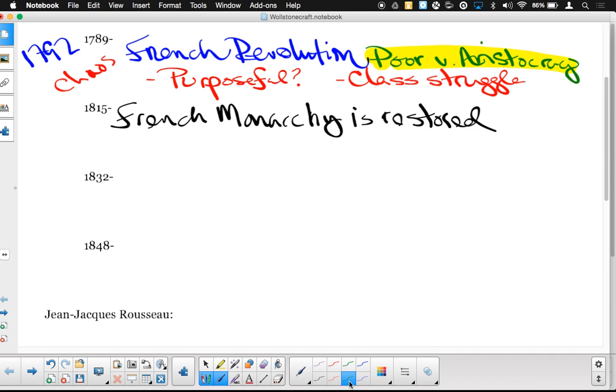I'm going to skip 1832. Anyone want to take a guess? 1848, publication. We associate it more with political change. It's not meant to be nearly as political. You've heard of the document. It's a manifesto. It's the Communist Manifesto of 1848. Marx and Engels.